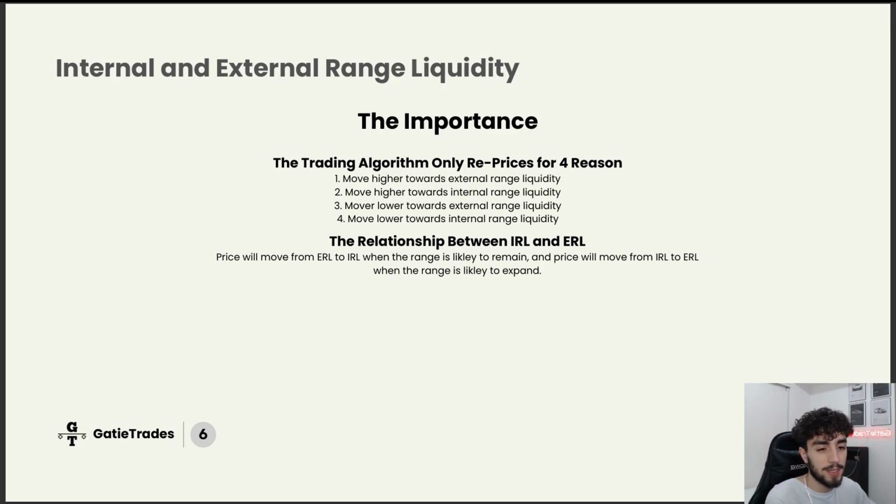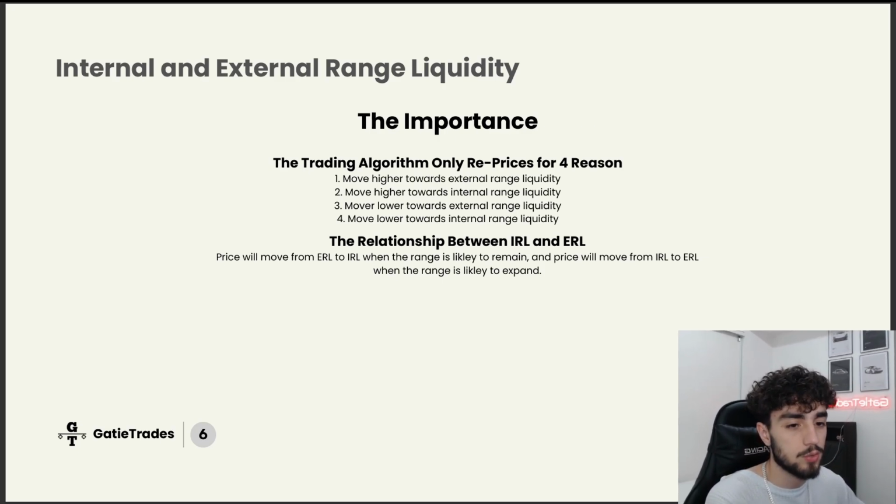The first thing you need to understand, and please remember this because this is how I determine my bias every single day pretty much: the market moves for 4 reasons. Anything else anyone tells you is incorrect. There are only 4 things the algorithm can price to. 1, external range liquidity. It can move higher or lower to external range liquidity. So that's 2 ways it can price.